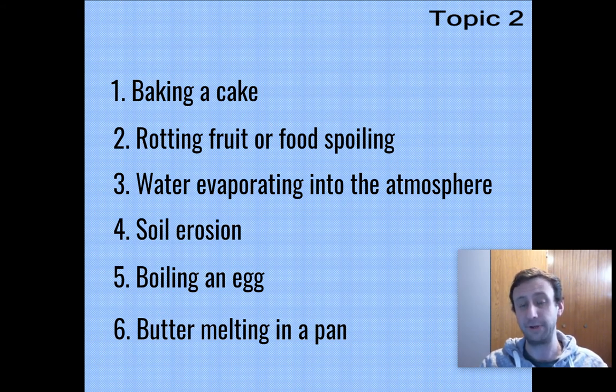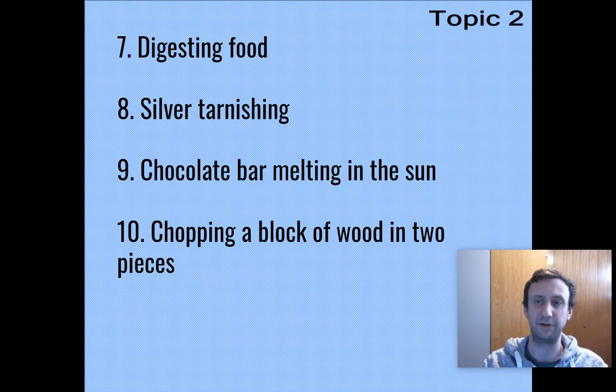Soil erosion typically would be a physical change, right? Just soil moving from place to place. There's some kind of weird stuff that can happen around that, but we're not going to get into it. Boiling an egg, we already talked about that with cooking an egg, frying an egg. That'd be a chemical change, right? I have a color change. I have cooked egg, which was not there before. Butter melting in a pan, as long as it's not turning brown and it's just simply melting, that would be, again, a physical change. It's a state change.